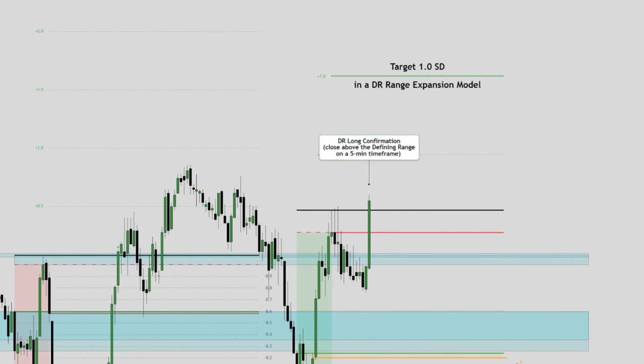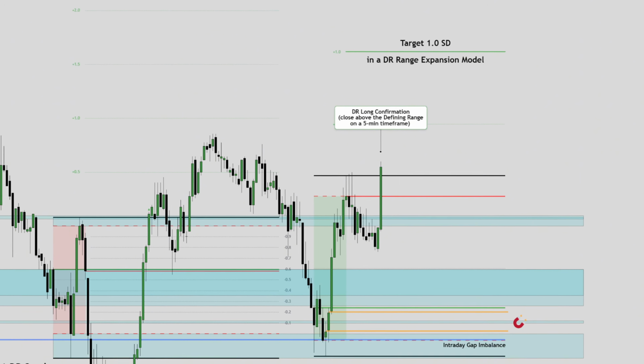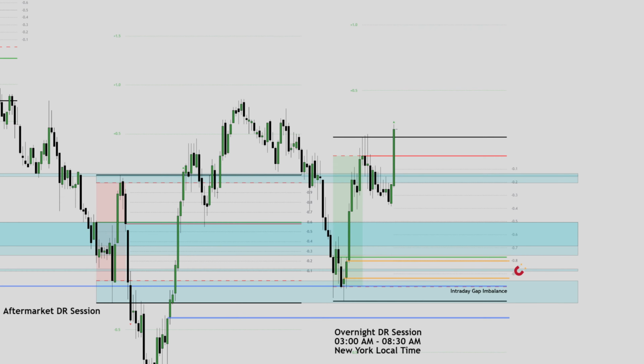The minimum target is set at 1 standard deviation in a range expansion model. 20 minutes later, price retraces into the DR, rejects 2 previous session levels plus the recent aftermarket high. That's a valid trade setup. Stop loss below the range mid and the high of a previous DR level. Potential reward 3R. This trade gets stopped out, and that's okay because probabilities don't guarantee outcome. What matters is staying consistent.